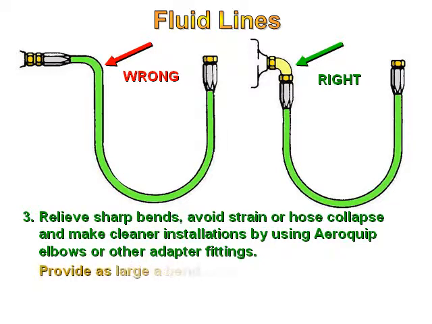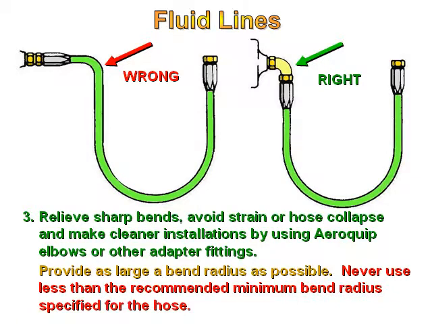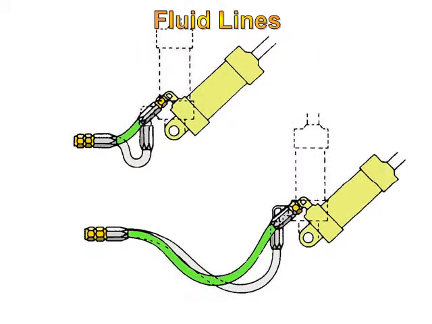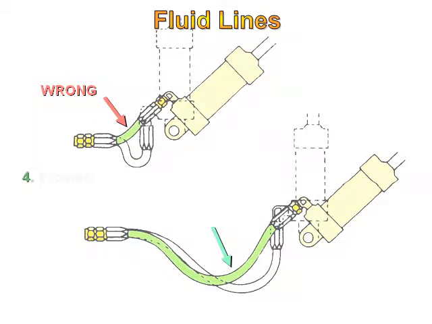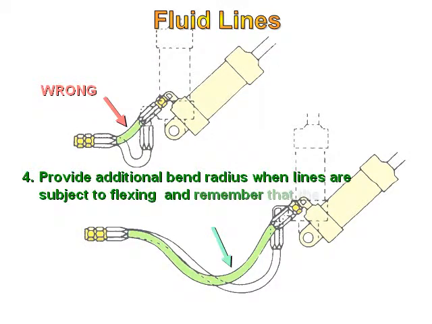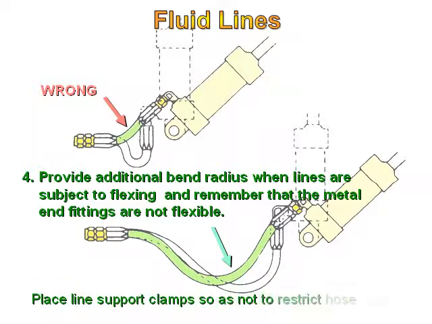Provide as large a bend radius as possible. Provide additional bend radius when lines are subject to flexing, and remember that the metal end fittings are not flexible. Place line support clamps so as not to restrict the hose flexing.